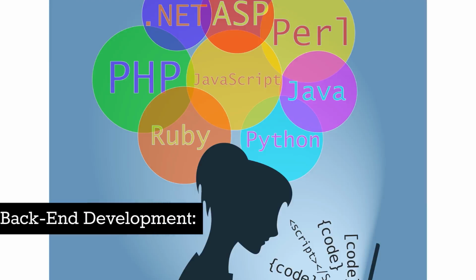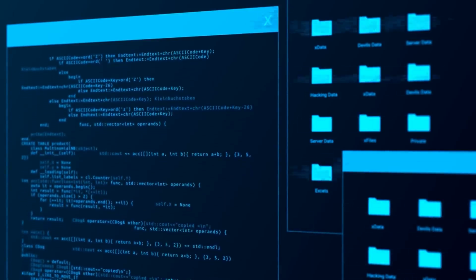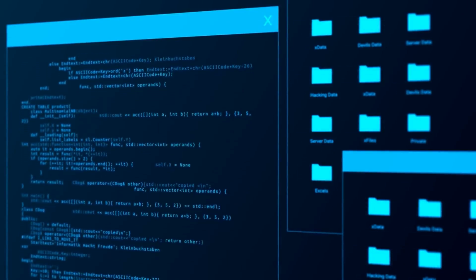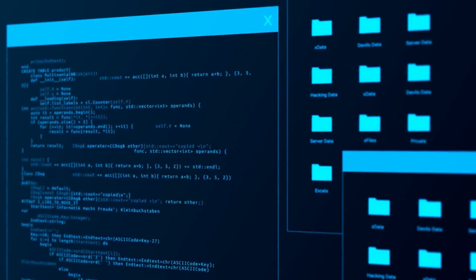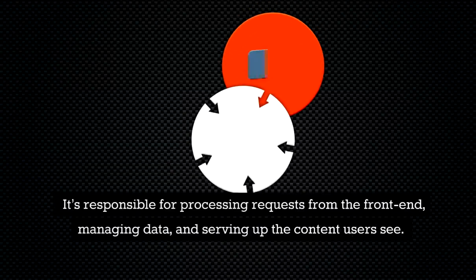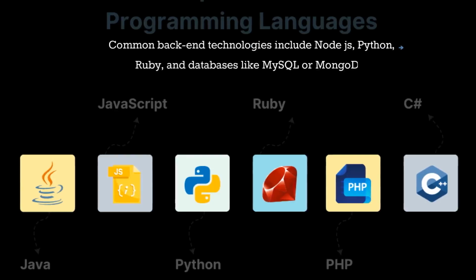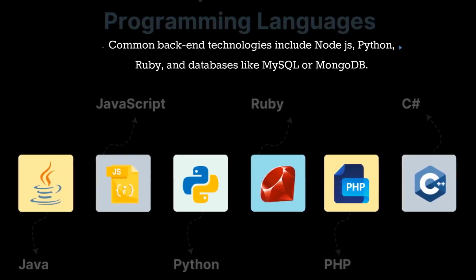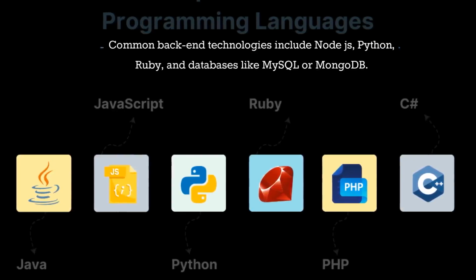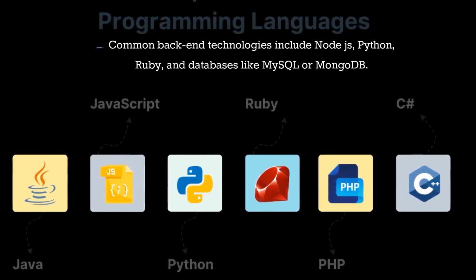Now let's understand back-end web development. The back end is the server side of the web, where the logic, database interactions, and server operations happen. It's responsible for processing the request from the front end, managing data, and serving up the content users see. Now, the common backend technologies include Node.js, Python, Ruby, and databases like MySQL or MongoDB.